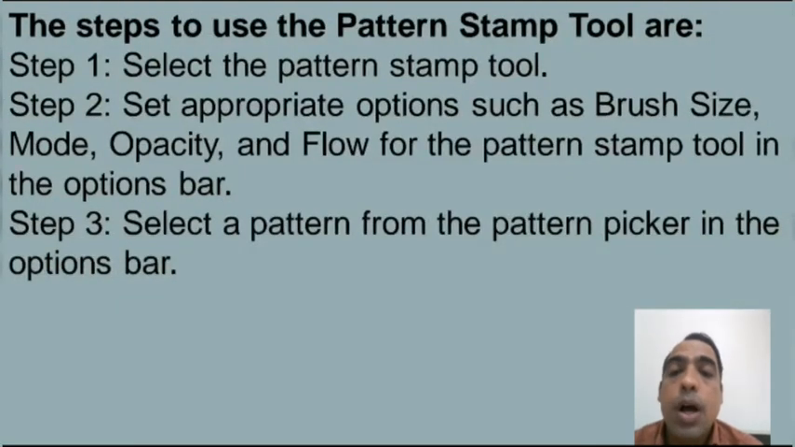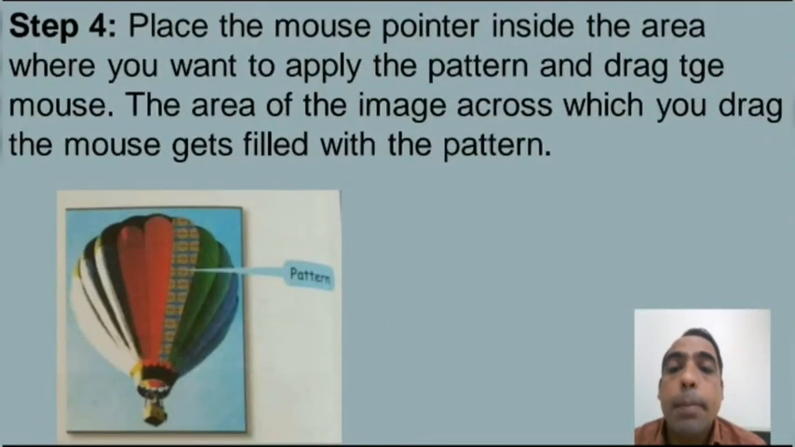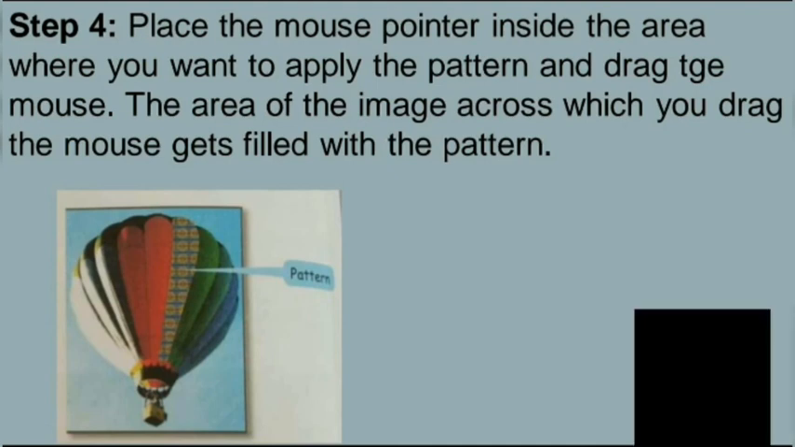Now I will explain you how you can use pattern stamp tool. Step 1. Select the pattern stamp tool in the toolbox. Step 2. Set appropriate options such as brush size, mode, opacity and flow for the pattern stamp tool in the options bar. Step 3. Select a pattern from the pattern picker in the options bar. Step 4. Place the mouse pointer inside the area where you want to apply pattern and drag the mouse. The area of the image across which you drag the mouse gets filled with the pattern. Now you can see the example of pattern stamp tool.